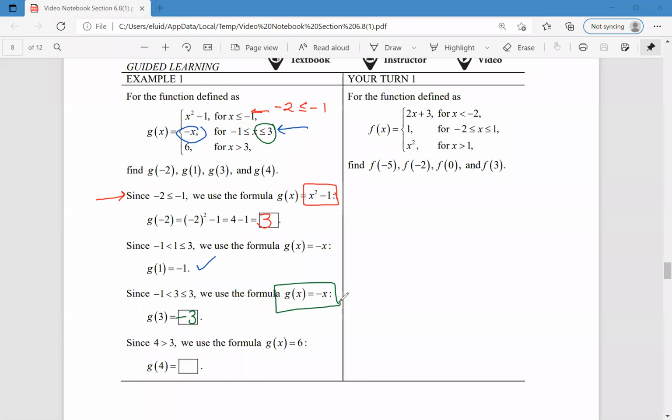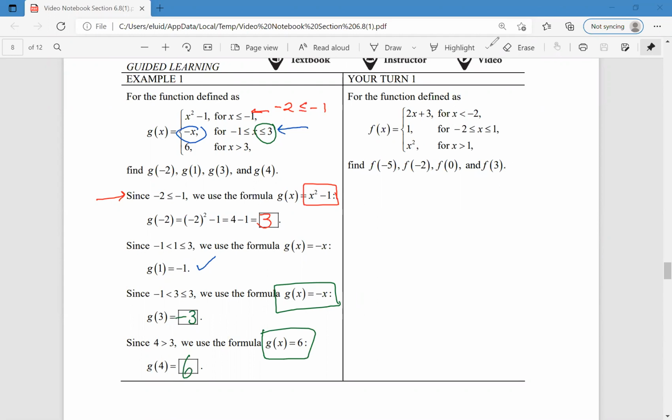And finally, for the last one, we're finding g of 4. 4 fits into this last interval because 4 is greater than 3. So we get to use the formula g of x equals 6. Therefore, g of 4 equals 6. All right, there you go. So that's example 1.